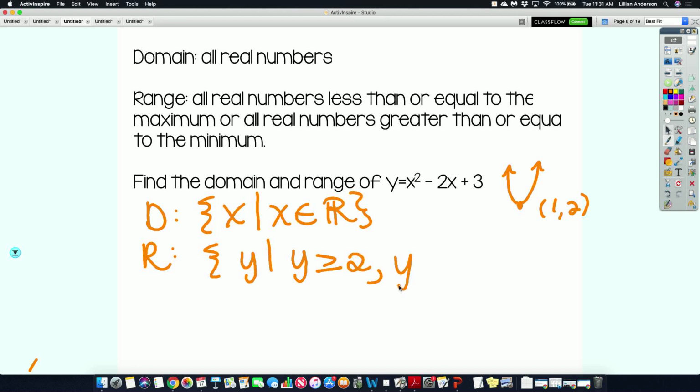And y is what? So I just need to know if the graph opens up or down and basically what the y-coordinate of the vertex is. And then I have the range. If I wanted to write this in interval notation, this would be 2 to infinity with a what around the 2? And a what around the infinity? Parentheses. Very good.